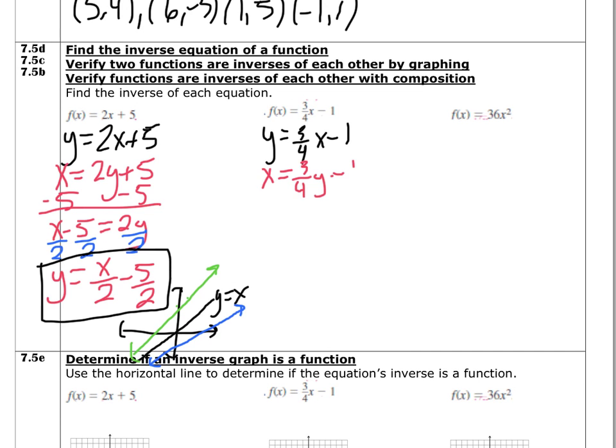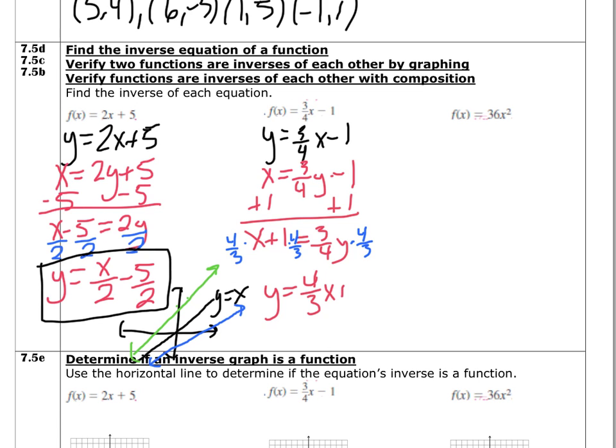Now, let's solve for y. I'm going to go ahead and add 1 to both sides. Leaves with this x plus 1 equals 3/4 y. Now, to get rid of the 3/4, the easiest way to do it is to multiply by its reciprocal. But you have to do everything by the reciprocal. So this gets multiplied, and so does this. So when you rewrite this, you're going to get y equals 4/3 x plus 4/3. And that's your final answer for the inverse.